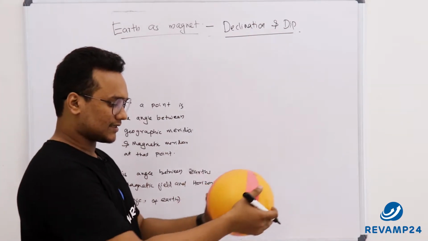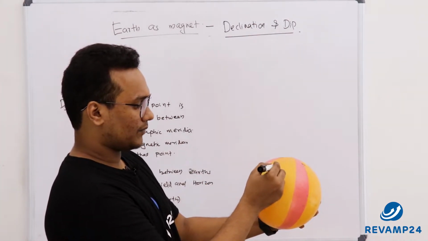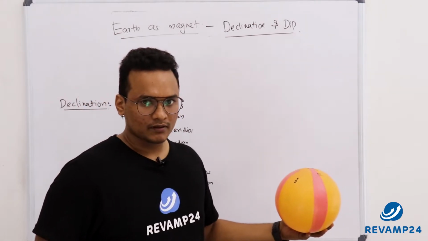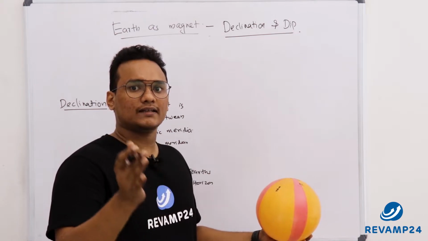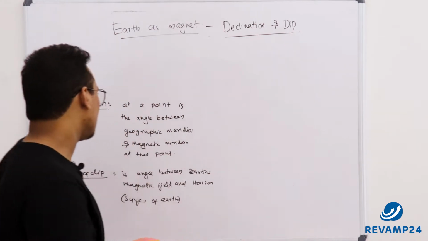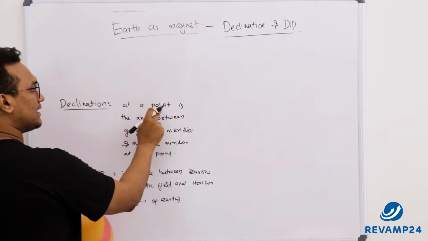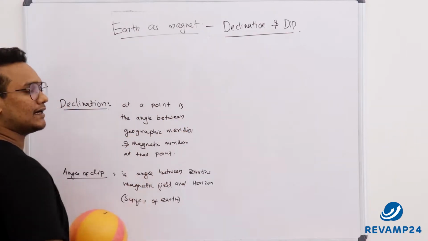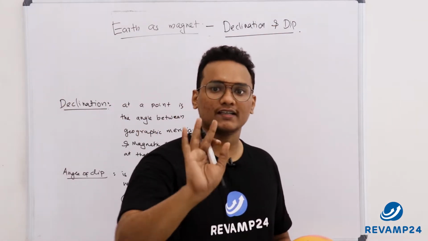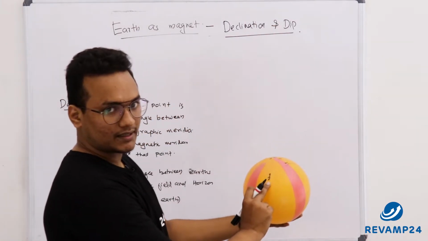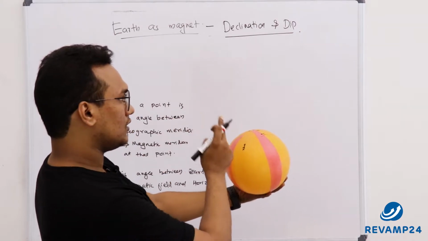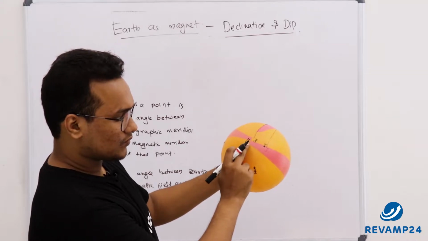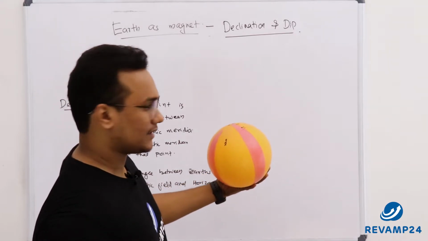What is declination? Let's say a person from this part of the Earth has to calculate the angle of declination. Declination at a point is the angle between the geographic meridian and the magnetic meridian at that point. First you should know what a meridian is. This person will look towards his geographic north. This one is the geographic north, this is magnetic north.